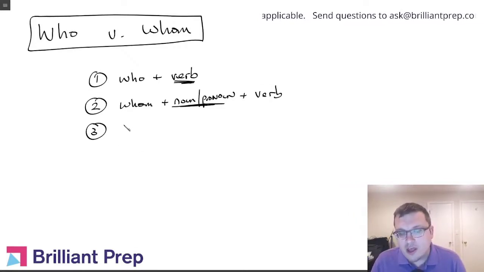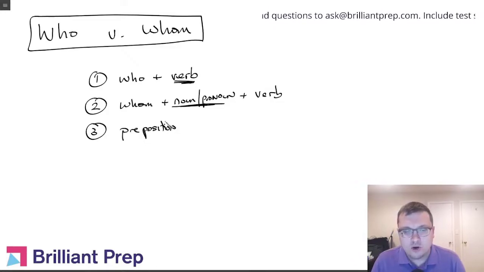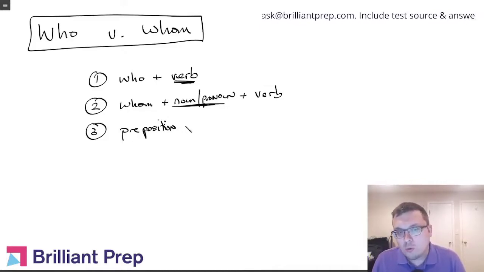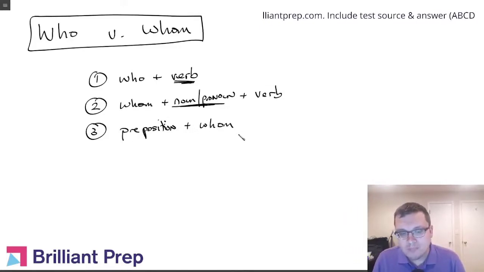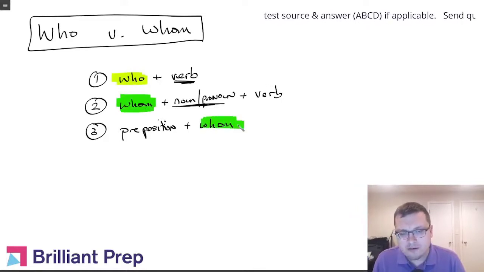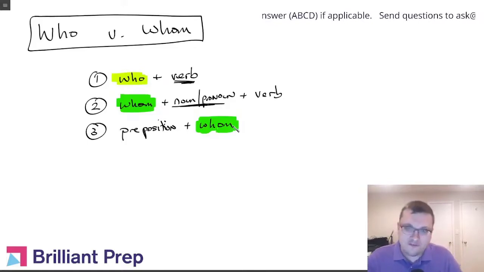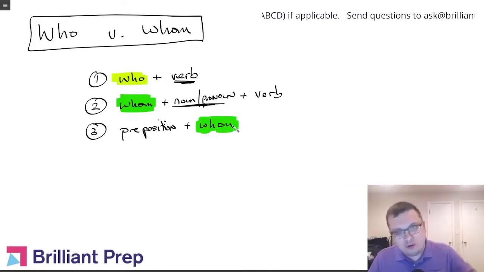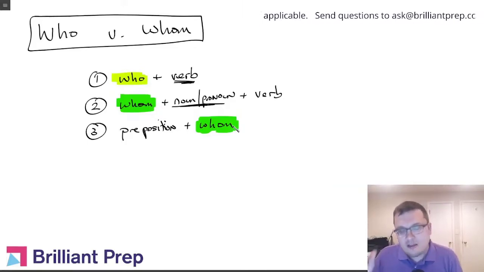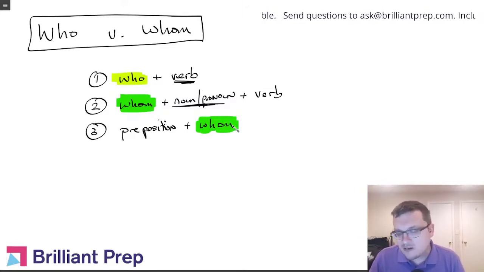The third rule is when you have a preposition, and a preposition is one of those little words like to, at, with, by, for. Whenever you have a preposition, you should use whom. So these are essentially the 3 rules that you need to know if who and whom is going to appear on the SAT. We don't need to get into more detail about who being the subject form and whom being the object form. If you have these 3 rules, if it's going to appear, it's going to fall under one of these 3 rules, you're good to go.